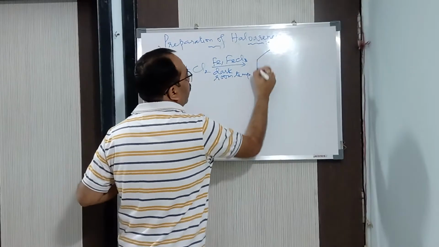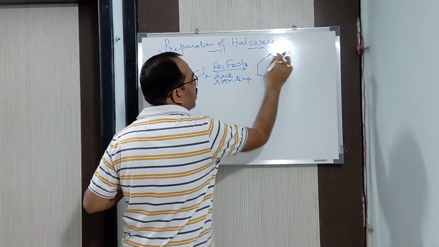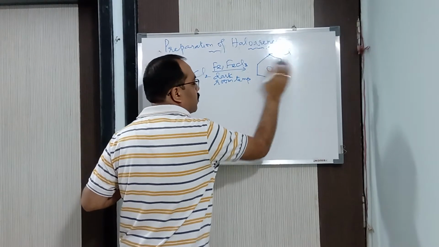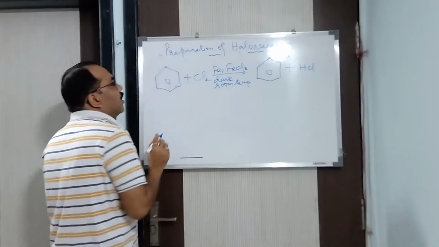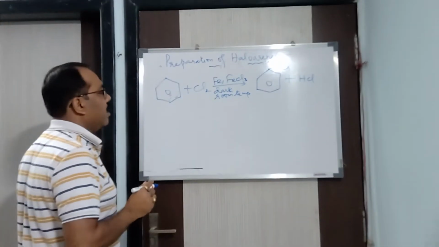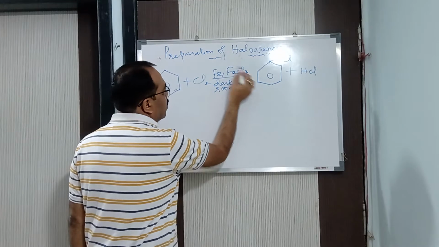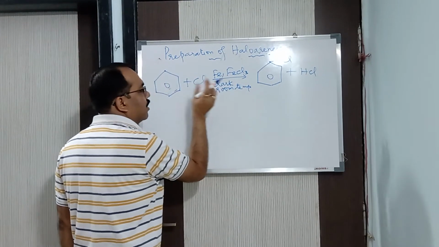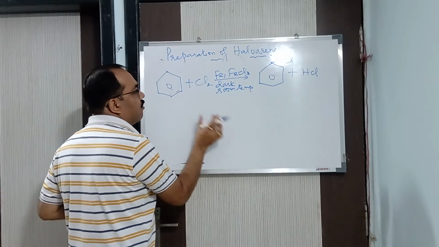So what do we get? We get a nuclear derivative. Nuclear means it is directly attached to the benzene. So we get chlorobenzene and HCl. This is your halogenation reaction. It comes under electrophilic substitution reaction, where FeCl3 or Fe acts as the electrophilic reagent. It helps in the production of the electrophile.